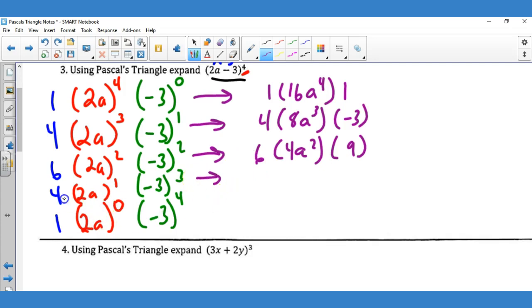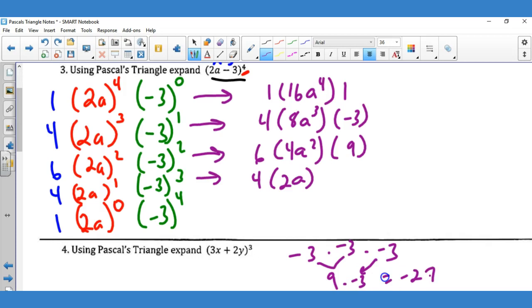Right here, I have 4, and then you have 2A to the first, right? 2 to the first is 2. A to the first is just A. And right here, -3 cubed. Well, that's -3 times -3 times -3. Those two is +9. So now 9 times -3 equals -27.